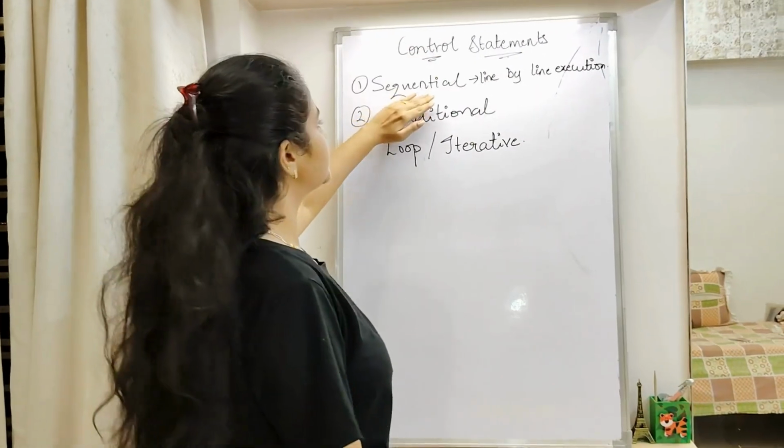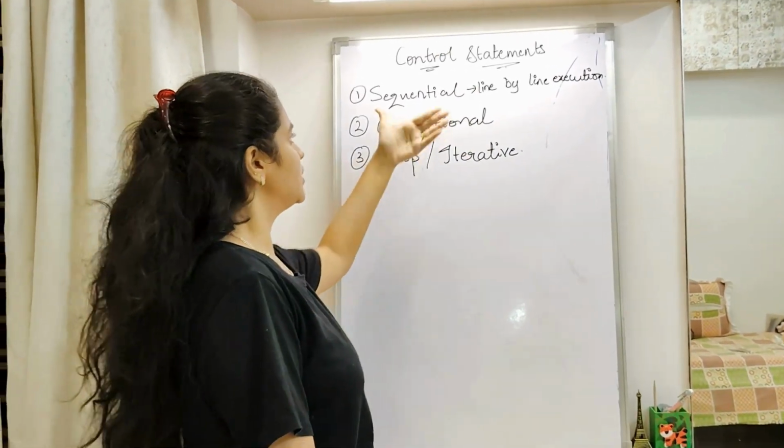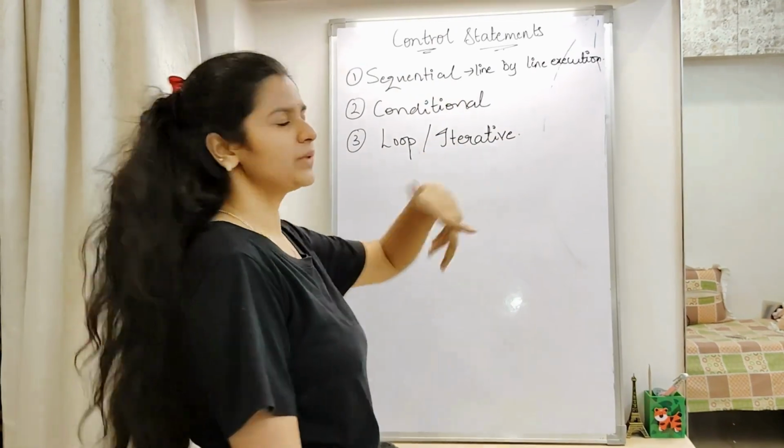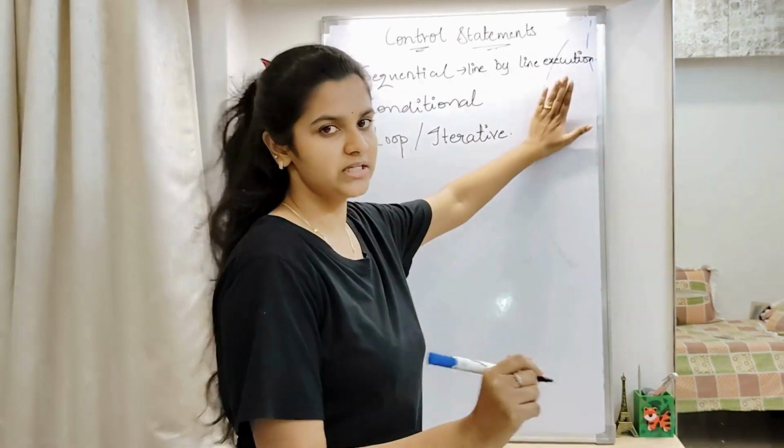So there are three control statements. Let's see. The first one is sequential, the second one is conditional, and the third one is loop or iterative. Coming to the sequential, we know it is line by line. As usual, the line by line execution is done in sequential.